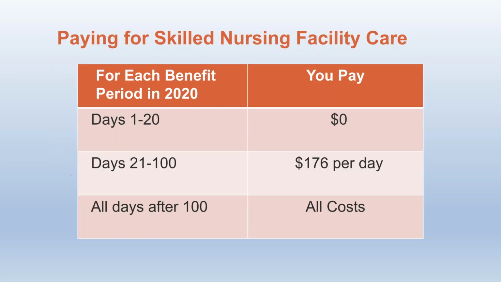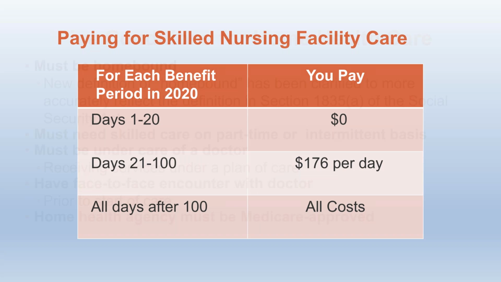Paying for skilled nursing facility care. In 2020, for the first 20 days, from day 1 through 20, you pay $0. But from day 21 through 100, you would be responsible for $176 per day. And then after the 100 days, you would be fully responsible for all of your costs. After the 100 days of skilled nursing facility care is up, you can qualify for skilled nursing facility care again every time you have a new benefit period and meet all the criteria.